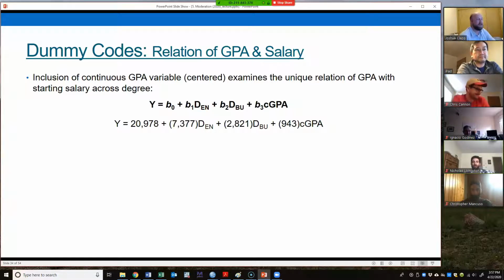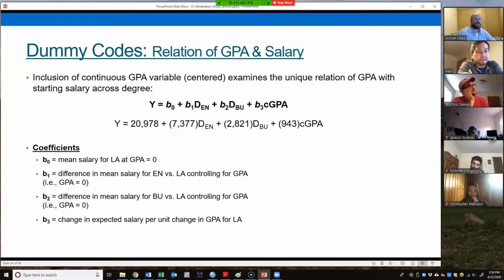But maybe what we want to do now is say, does GPA make a difference, right? Because what we want to do is we want to go through and control for the fact that different people are going to have different levels of GPA. So what we do is we go through and we run regress starting salary onto our dummy for engineering, onto our dummy for business, and then our centered GPA variable here. Okay, and this is the equation that we get. So our intercept, 20,978, coefficient for engineering, coefficient for business, and then our coefficient for centered GPA. And then we get our set of coefficients here.